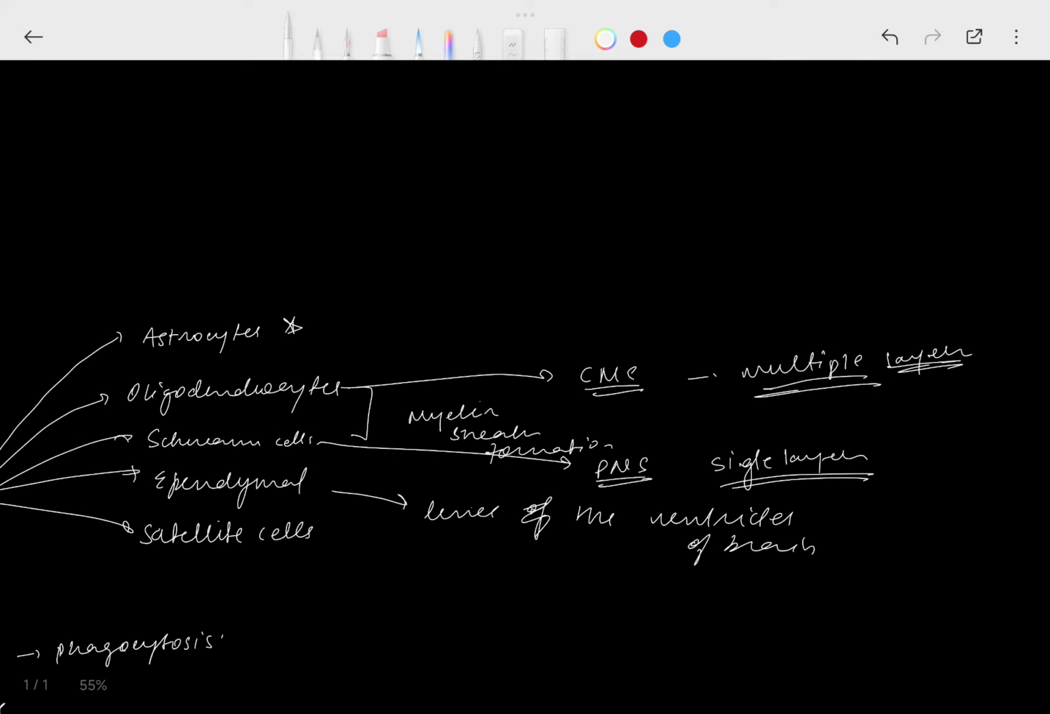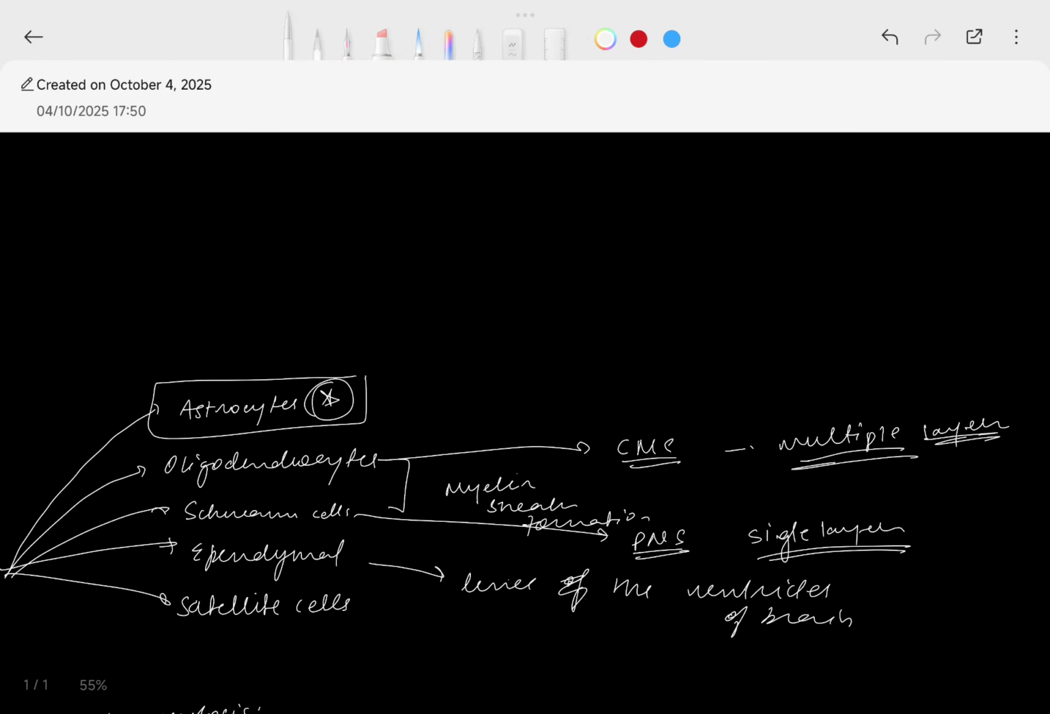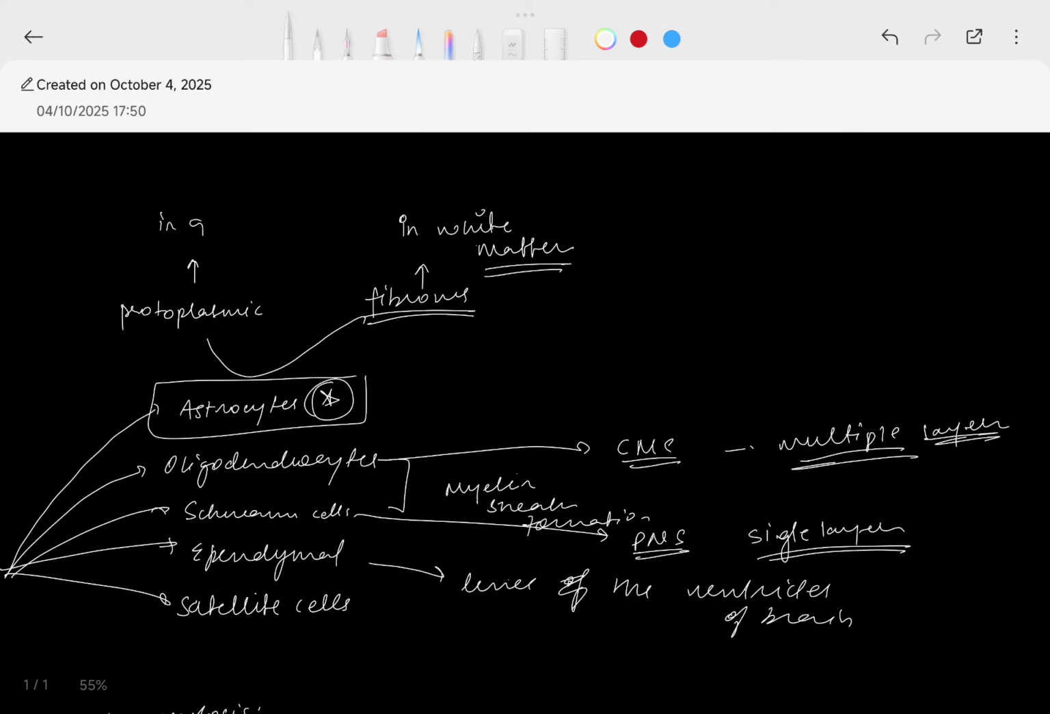Now we come to astrocytes, which are the star-shaped cells. They are of two types, protoplasmic and fibrous. Fibrous astrocytes are in white matter, and protoplasmic astrocytes are in gray matter.